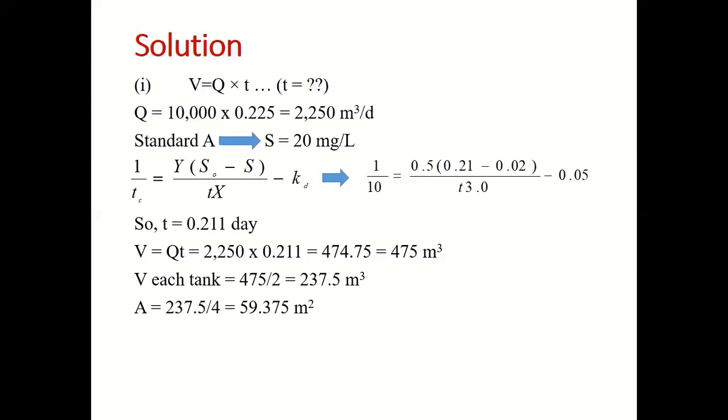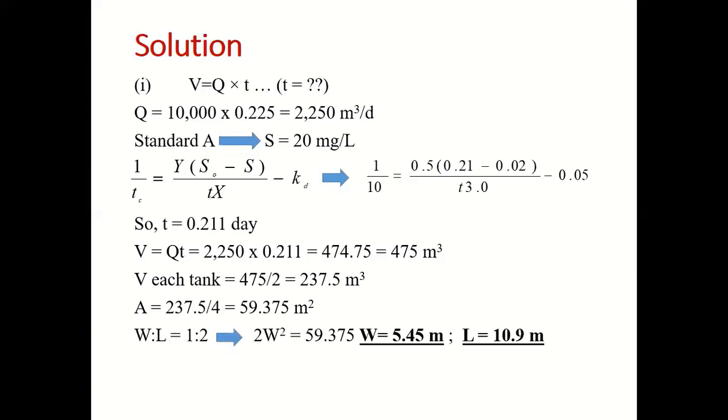Then the width to length ratio is 1:2, so the area equals 2 W squared, and this equals 59 something. So the width is 5.45 and the length is 10.9, same as we did in the previous examples.